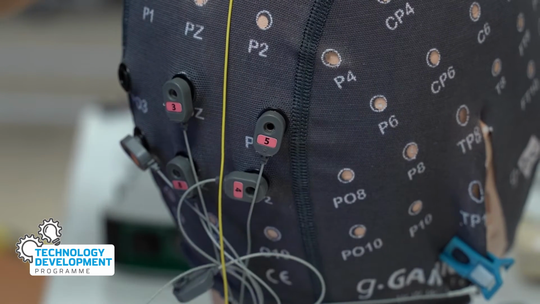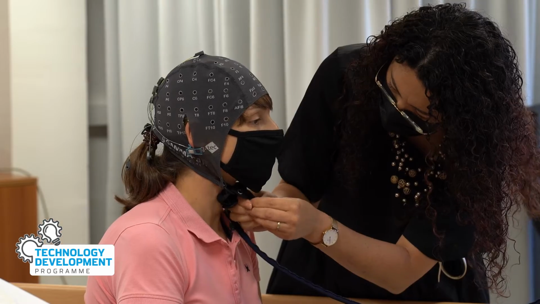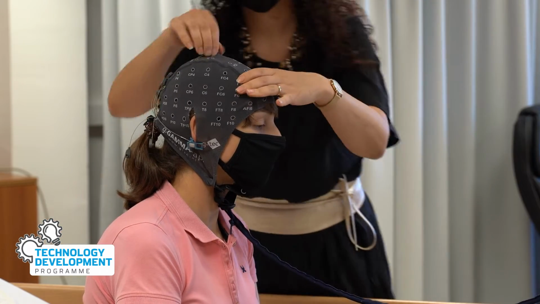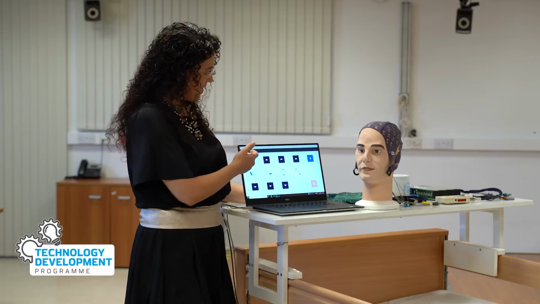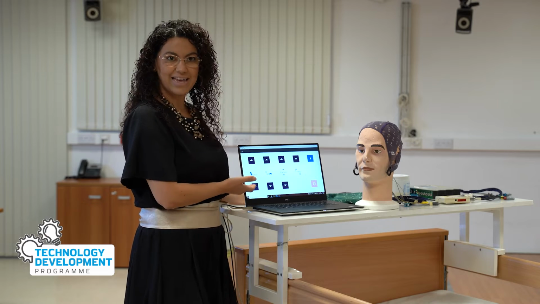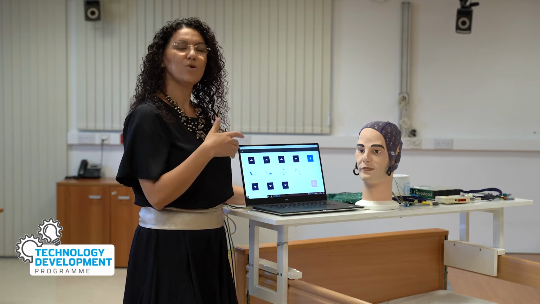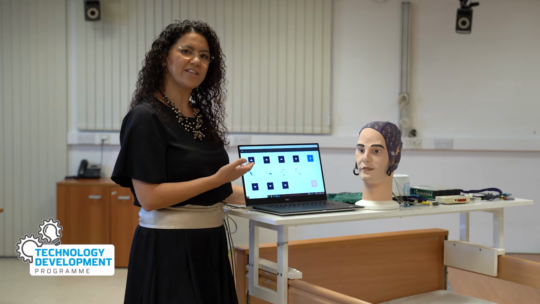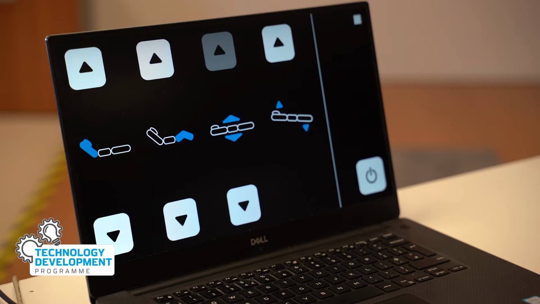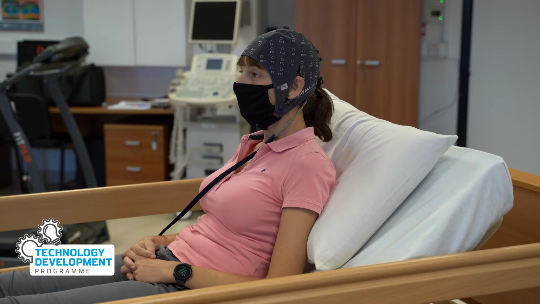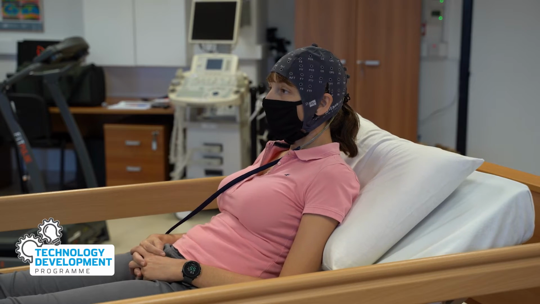Why is that important? Because on the computer screen, the user will be presented with a graphical interface made up of a number of icons. These will be flickering at different rates. We call that frequency. So these will be flickering at different frequencies, and the user has to attend or look at the icon that he desires. And with each icon, there is a corresponding control function. For example, he wants to tilt the headrest upwards or downwards.